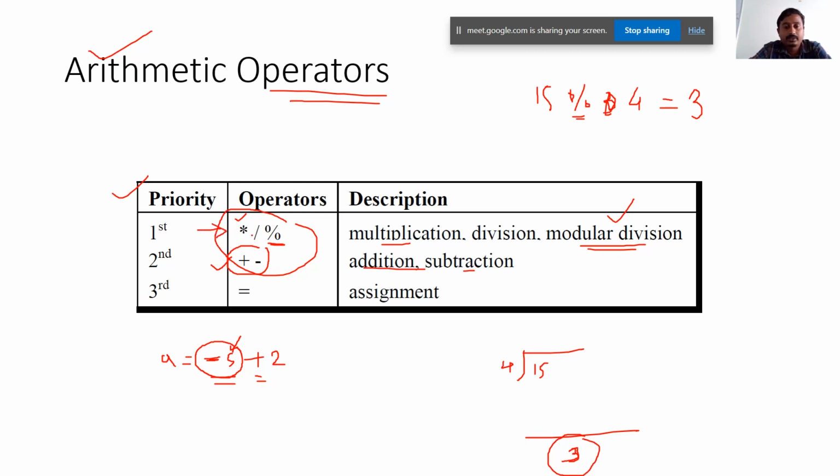Now the priorities are, along one row they have equal priority. So multiplication, division and modular division share the same priority, whereas plus and minus share the same priority. And we have the assignment operator. Actually the assignment operator is not an arithmetic operator, but we have seen that, that's why I have included it. The assignment operator will have the least priority. After evaluation of the entire expression, that value will be assigned to the variable on the left side. So always the assignment operator will have the least priority.